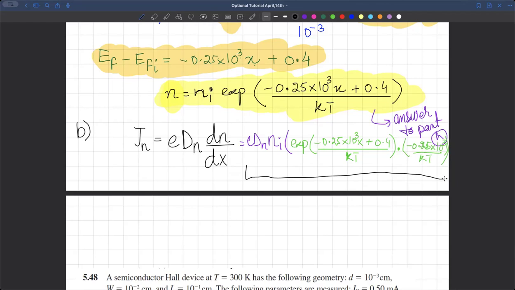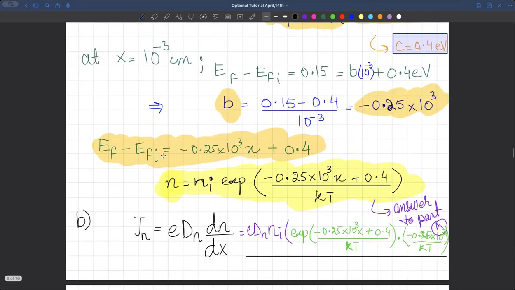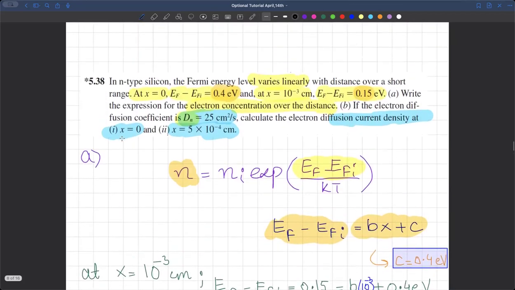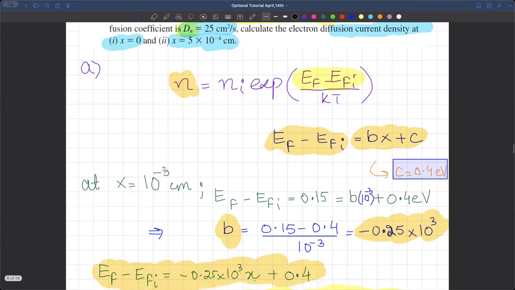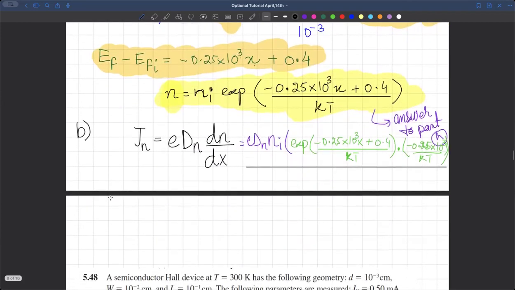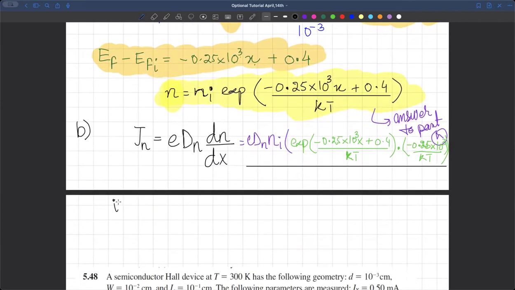Okay, so this is the complete expression that you need here for current density. The only thing now, let's say they're asking for x equal to zero. I'm going to do x equal to zero because it's easier. The hardest part I will leave for you, but it's not going to be hard. You just have to plug in the x value. So Jn for x equal to zero, you plug in x equals zero here.